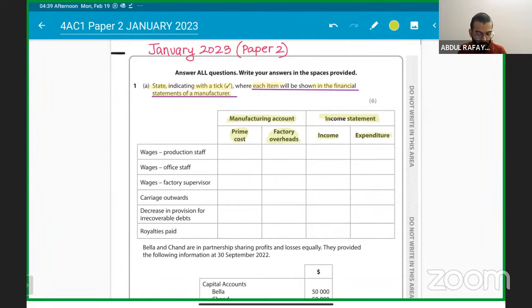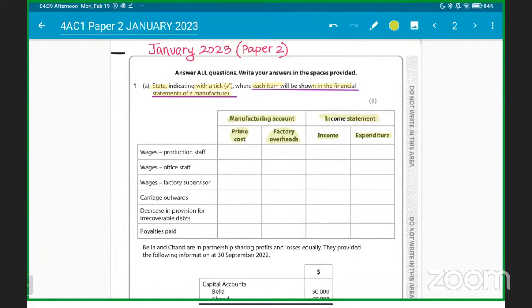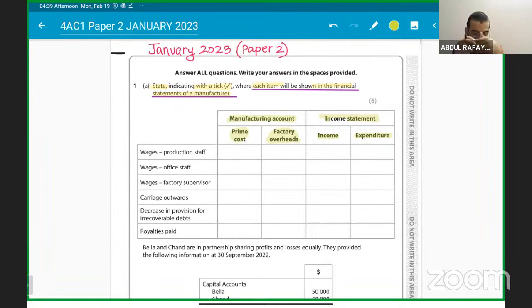So we need to understand whether it will be in prime cost, the manufacturing cost, or income or expenditure, where it will be coming in. That's what we need to learn here. When we talk about production-related, manufacturing-related, factory-related things, it will always come in the manufacturing account.